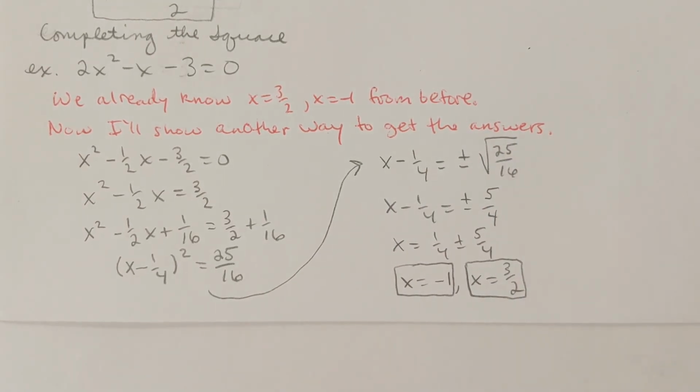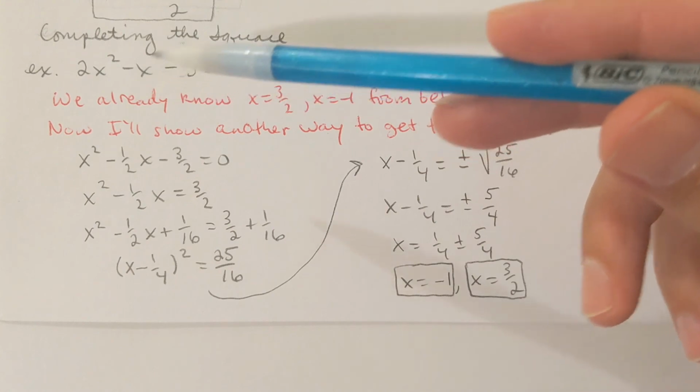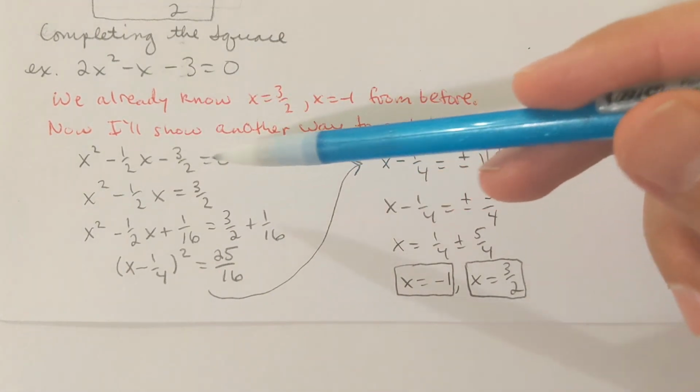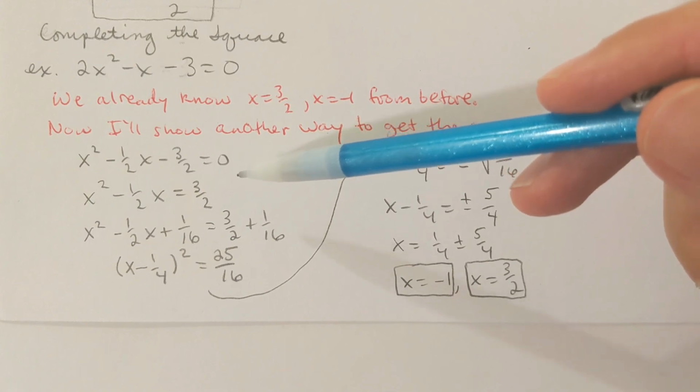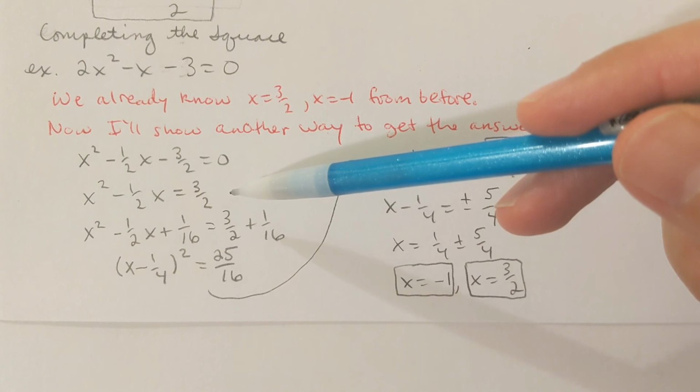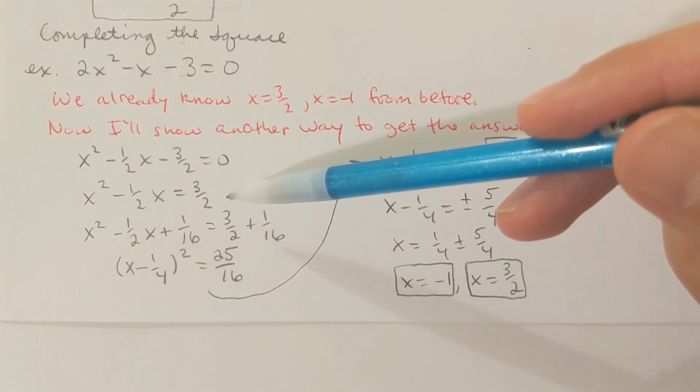Step 1 when we complete the square is to get a 1 in front of the x squared term. I've got a 2 in front of that, so I want to divide by 2 on both sides. And then I add 3 halves to both sides. x squared minus 1 half x equals 3 halves.